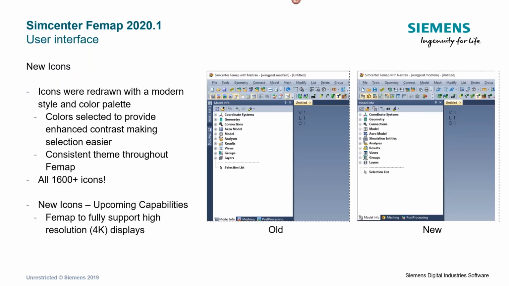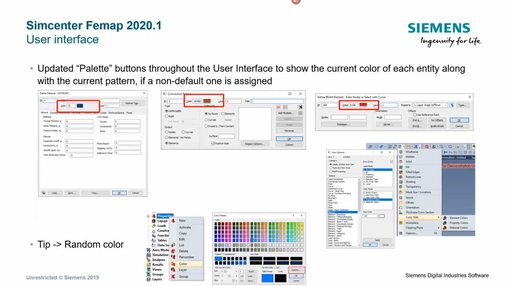So the first thing that you'll notice when you open up Femap is the new icons. All icons have been replaced. And one of the powerful things is when you have higher resolution monitors, such as 2K or 4K displays, it shows up better and you get better dexterity, and the contrast looks really good.